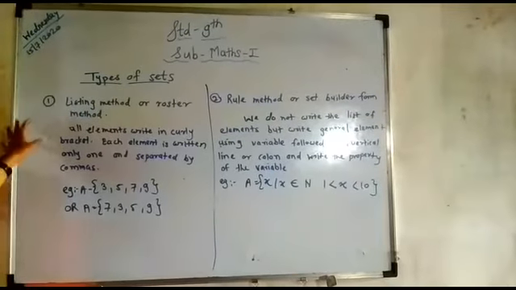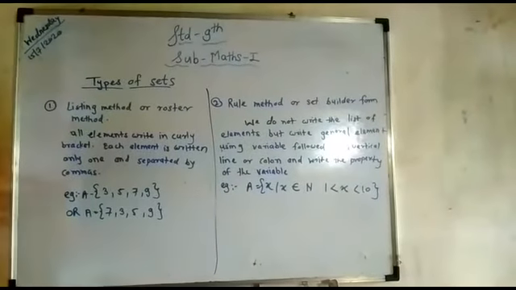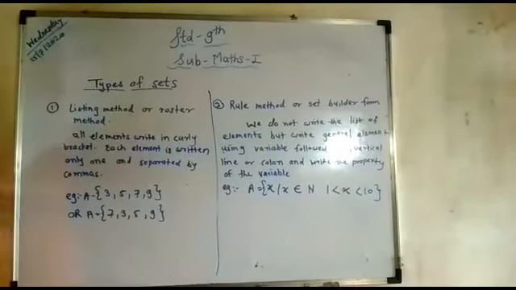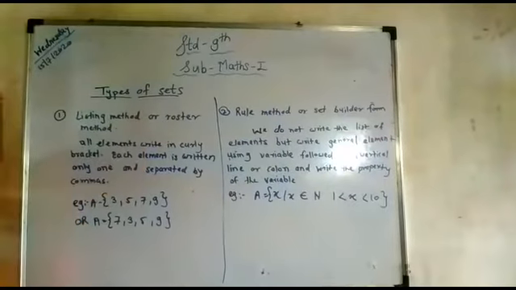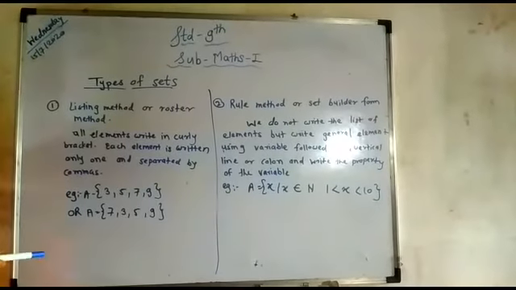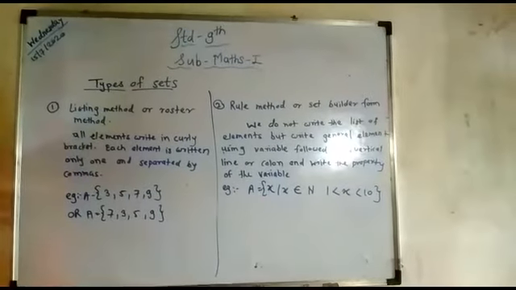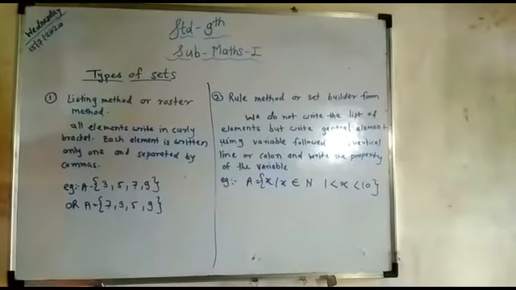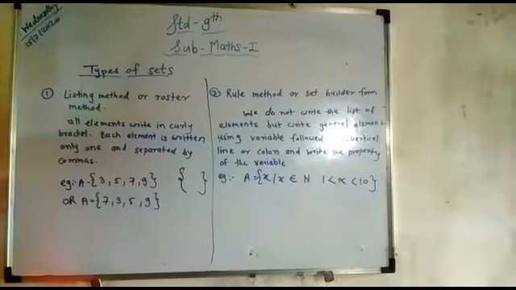We know the definition of the set and we have seen examples of sets. Now, there are two types of set representation. First type is the listing method or roster method. In the listing method, all elements are written in curly brackets. All of you know the curly bracket. In this type we write the curly bracket.